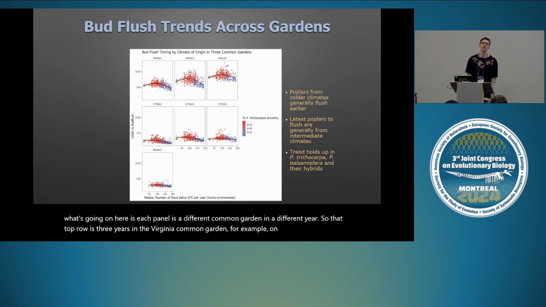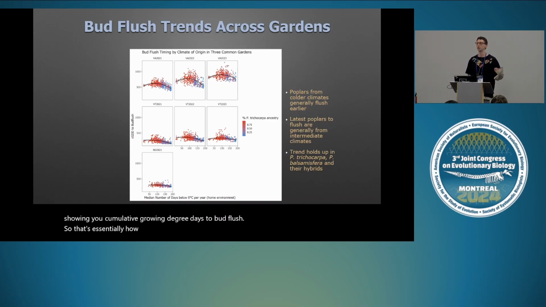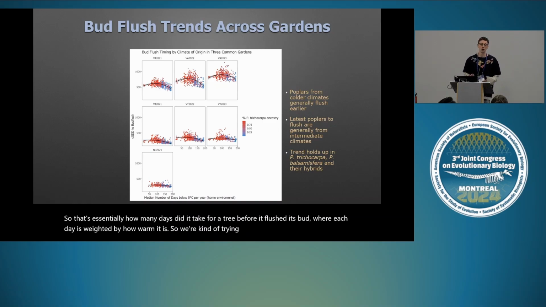On the y-axis, I'm showing you cumulative growing degree days to bud flush. So that's essentially how many days did it take for a tree before it flushed its bud, where each day is weighted by how warm it is. So we're kind of trying to encapsulate a more biologically meaningful way of measuring bud flush timing, because like I told you, eco-dormancy is broken by that accumulation of warming. It's not necessarily based on calendar day.